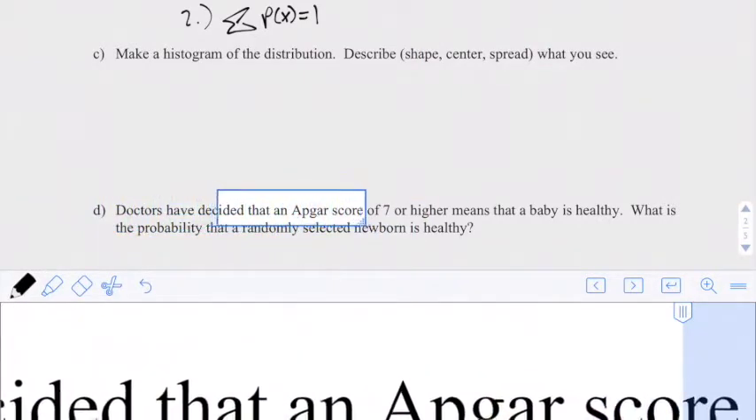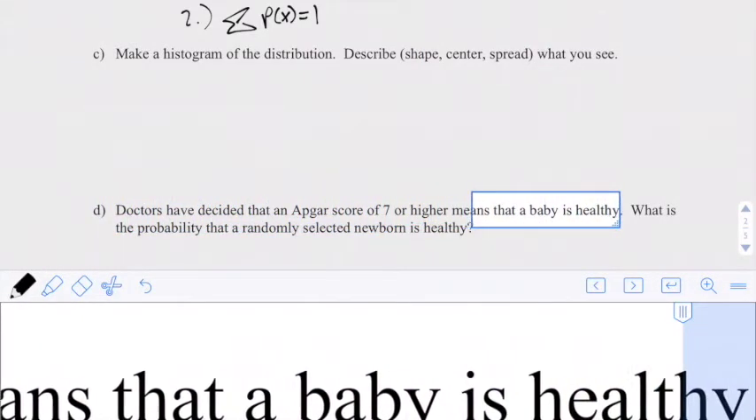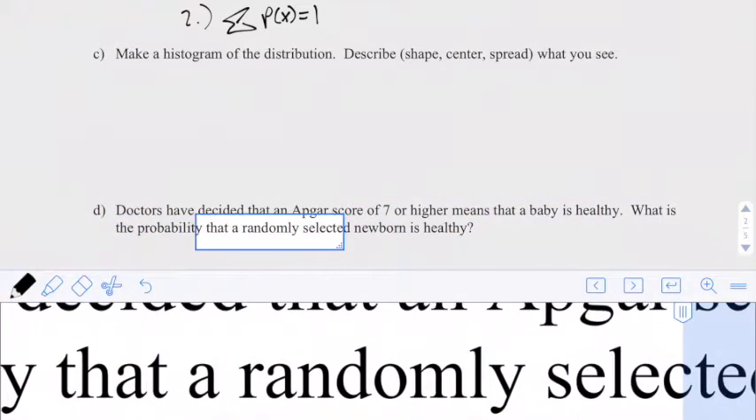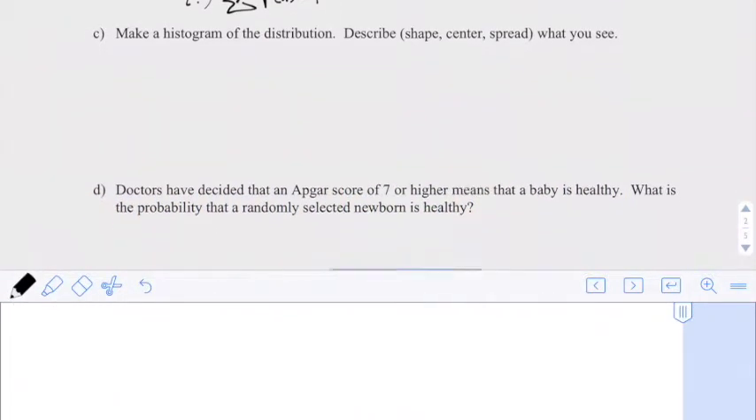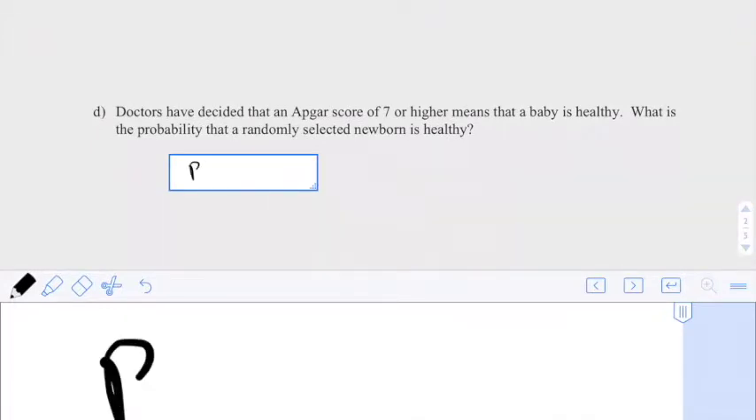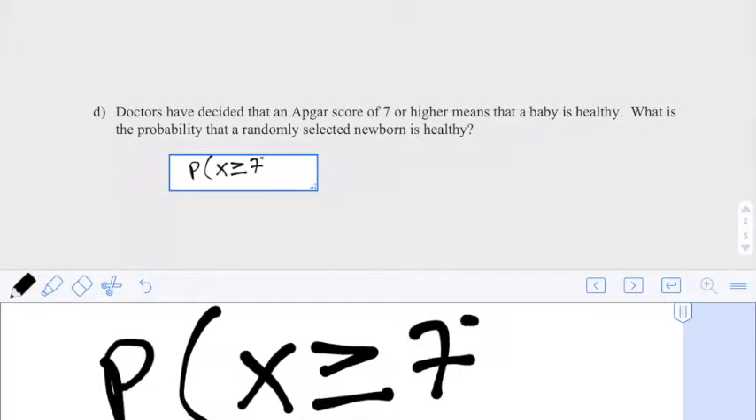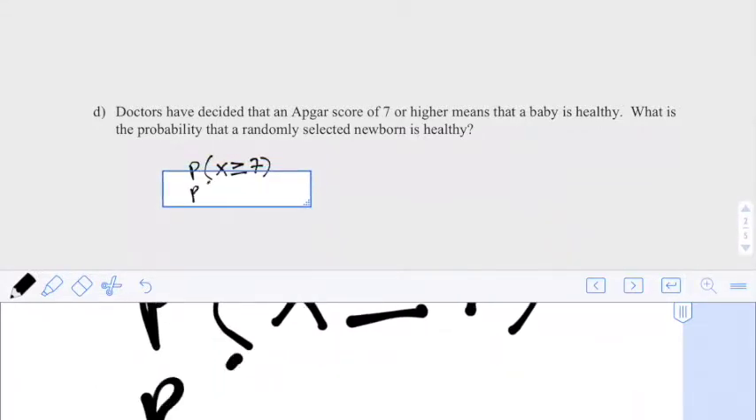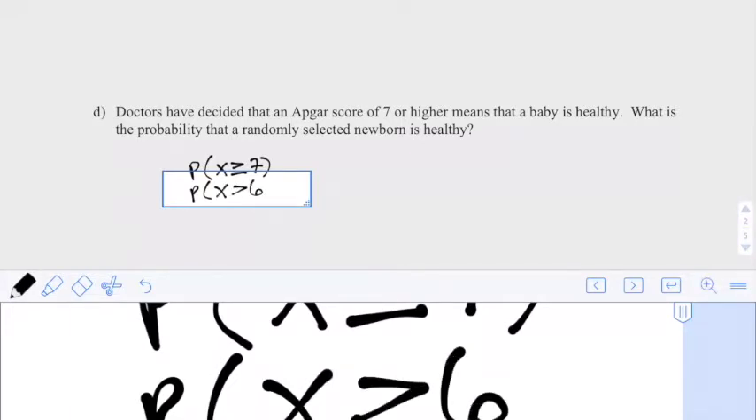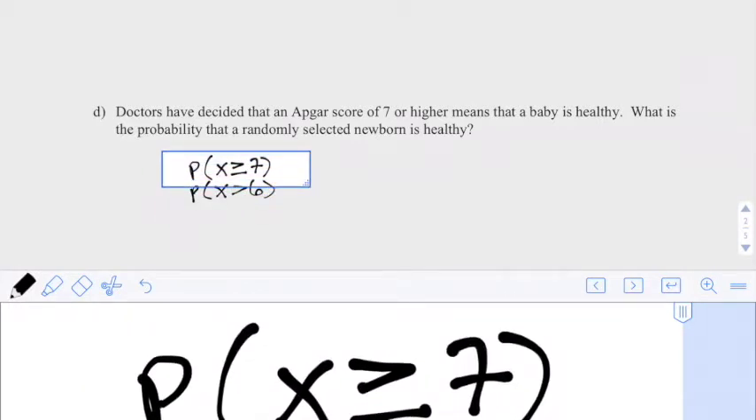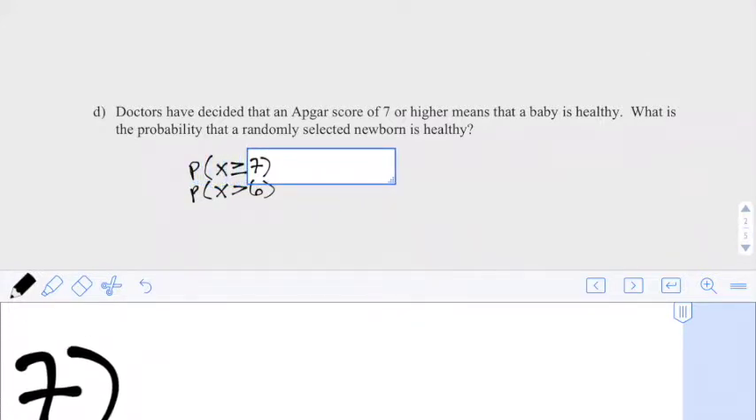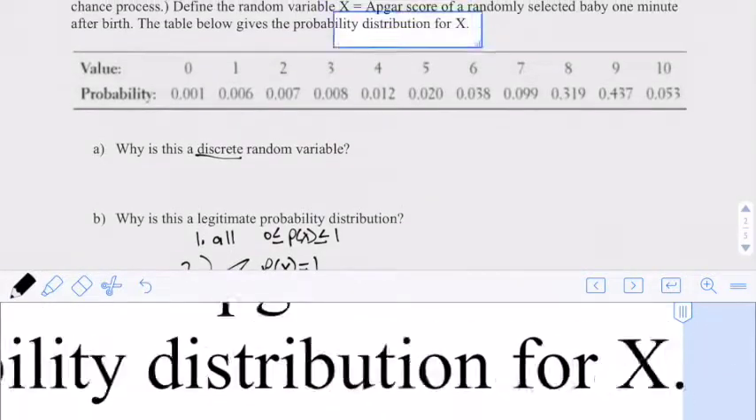Doctors have decided that an APGAR score of 7 or higher means that the baby is healthy. What is the probability that a randomly selected newborn baby is healthy? So we need the probability of X being greater than or equal to 7. You may also write it as the probability of X being greater than 6. In discrete random variables, it's very important that you remember these notations. In continuous, it's not going to matter so much. So this is just the probability of 7, 8, 9, and 10.